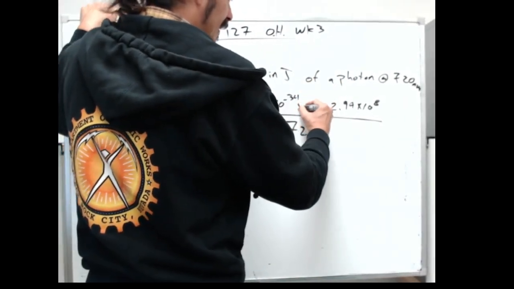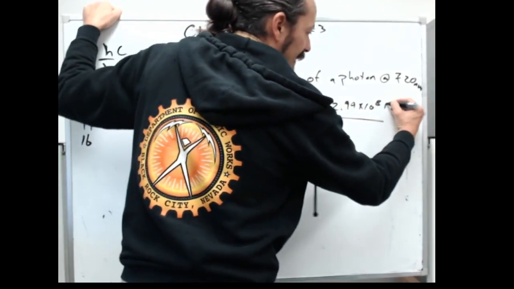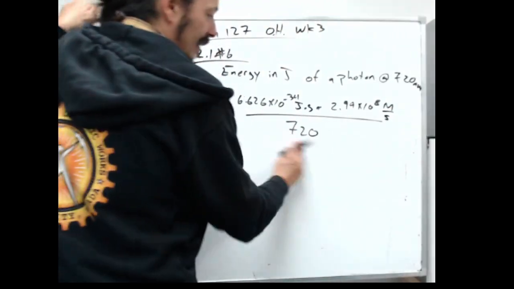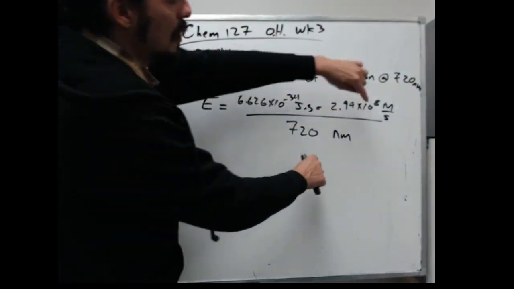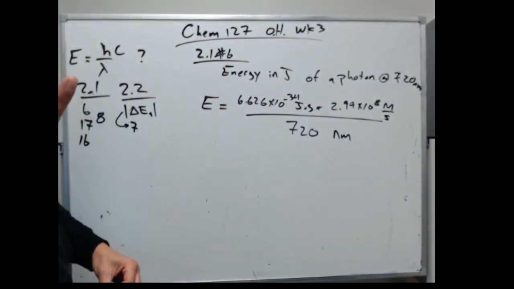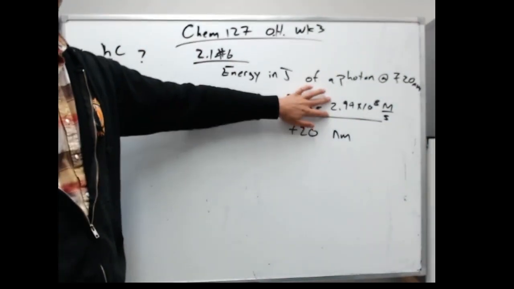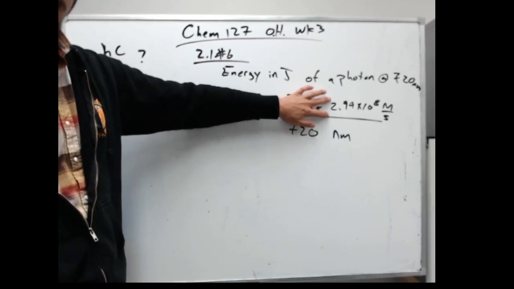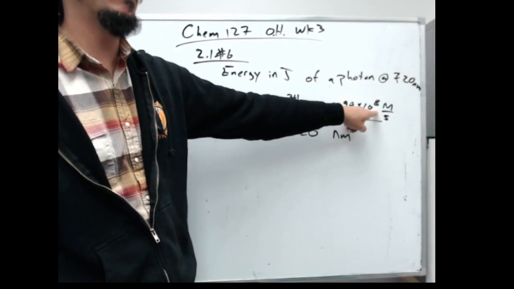Planck's constant is joules seconds. Speed of light is meters per second. This 720 is now in nanometers. So right away you can see, oh, my meters and my nanometers aren't matching up. There's actually two ways you can fix this. We could convert the speed of light into nanometers per second. That would work. And then this would be 2.99 times 10 to the 17 nanometers per second.